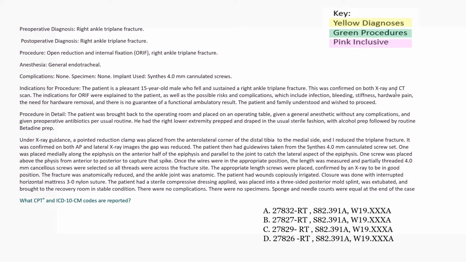The patient had wounds copiously irrigated. Closure was done with interrupted horizontal mattress 3-0 nylon suture. The patient had a sterile compressive dressing applied, was placed into a 3-sided posterior mold splint, was extubated, and brought to the recovery room in stable condition. There were no complications. There were no specimens. Sponge and needle counts were equal at the end of the case. What CPT and ICD-10-CM codes are reported? Okay, coders, you have 2.5 minutes. Your time starts now.